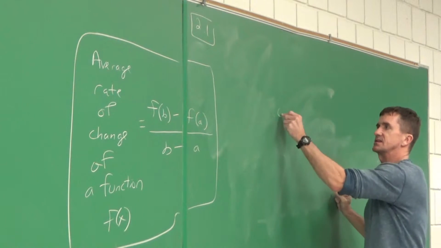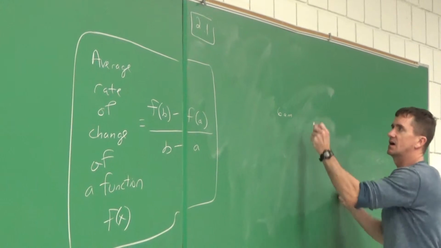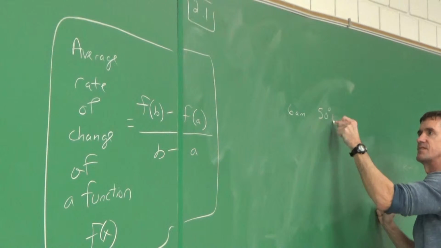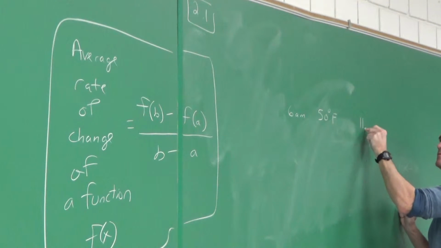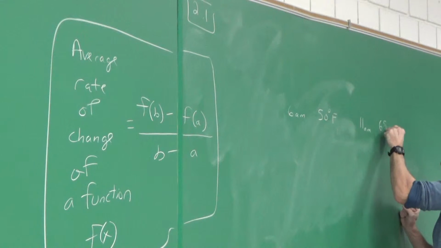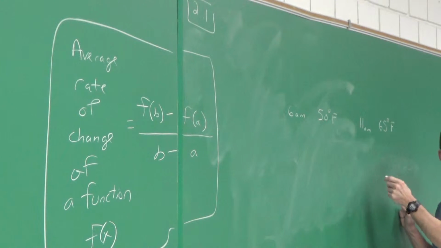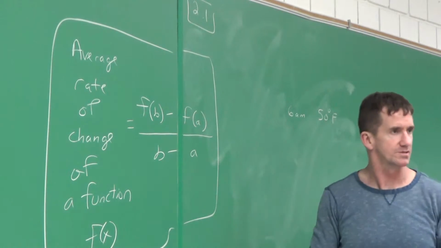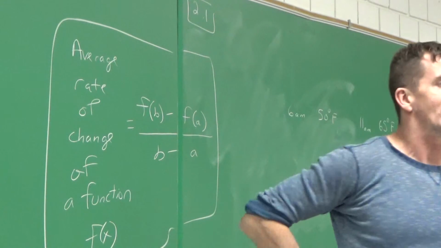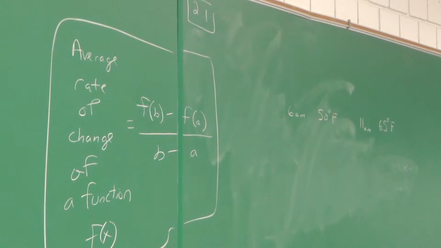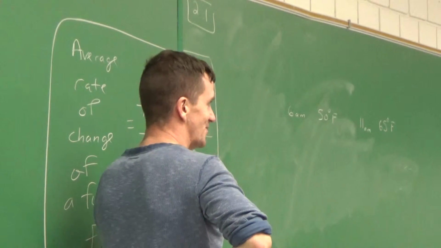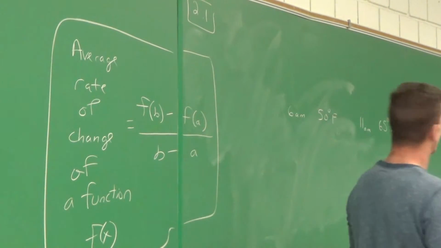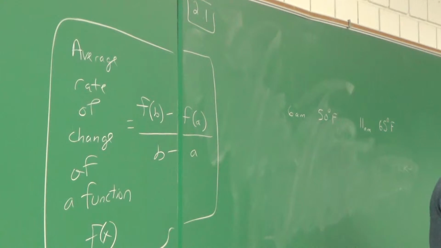Remember when at 6 a.m., it was 50 degrees Fahrenheit. 5 hours later, it's 11 a.m. It was 65 degrees Fahrenheit. All right? And my question for you, it's a math question. Can you find the average rate of change of the temperature over that time period? And you're like, yeah, I can do it. And how do you do it? Well, this is all you do. The temperature went up, didn't it? But on average, how did it go up per hour?